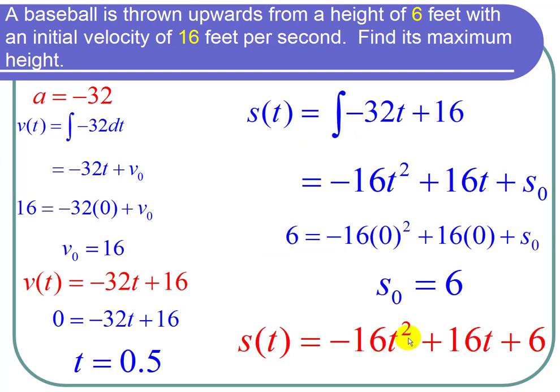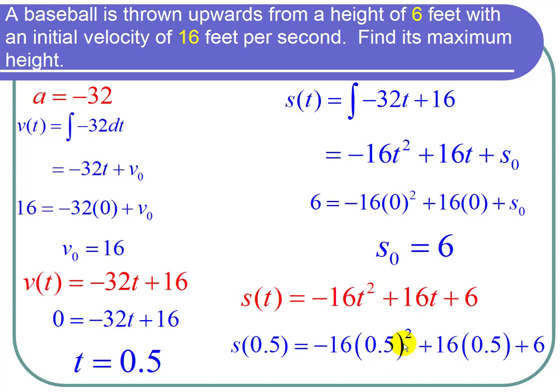So I can plug in 0.5 for t and get s of 0.5 is negative 16 times 0.5 squared plus 16 times 0.5 plus 6. And I work that out, and I arrive at my final answer that says the maximum height is 10 feet. And I'm done with the problem.